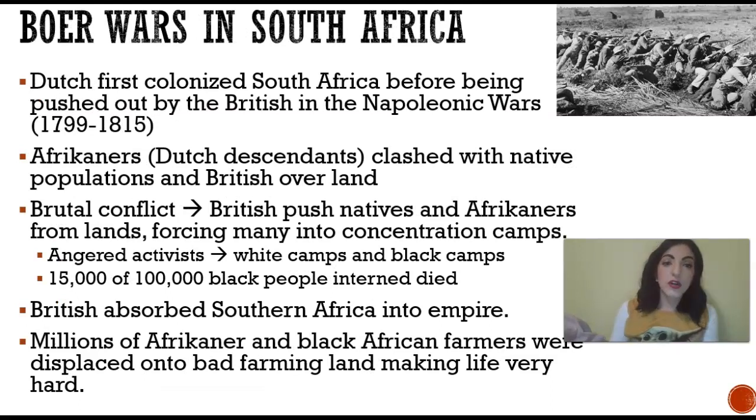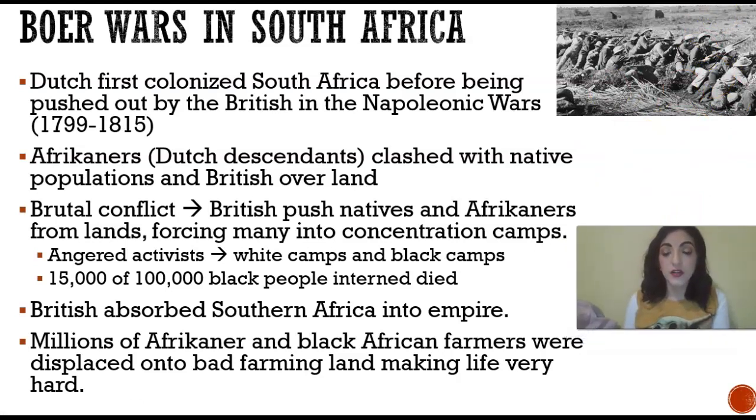Then you have the Boer Wars in South Africa. When the Dutch first colonized South Africa, before being pushed out by the British, they had control of large pieces of South Africa. They call themselves Afrikaners. They're Dutch descendants. Some of them have been there more than 300 years. They're going to clash not only with the natives, but also with the British over land. And it's going to lead to brutal conflict.